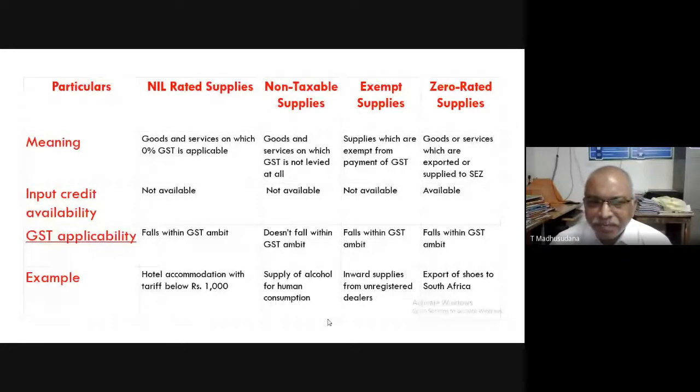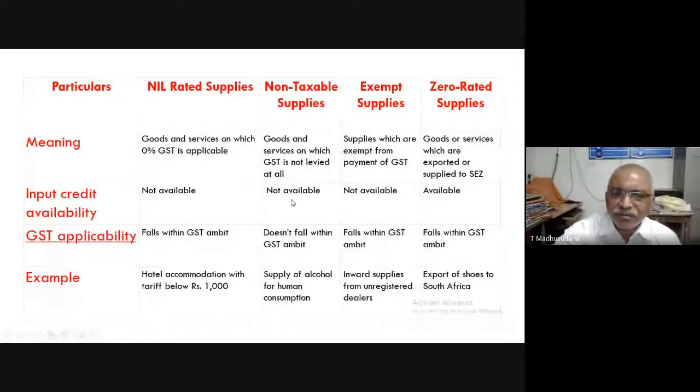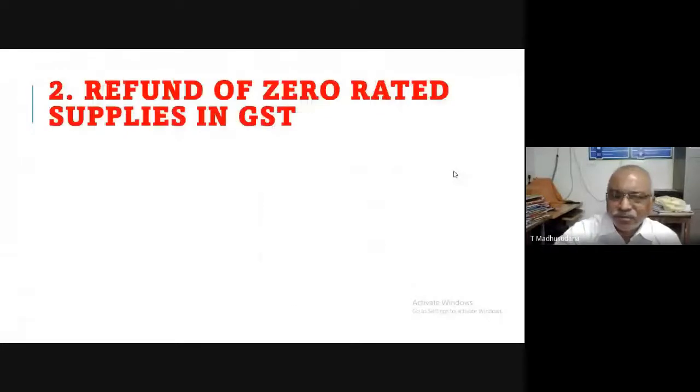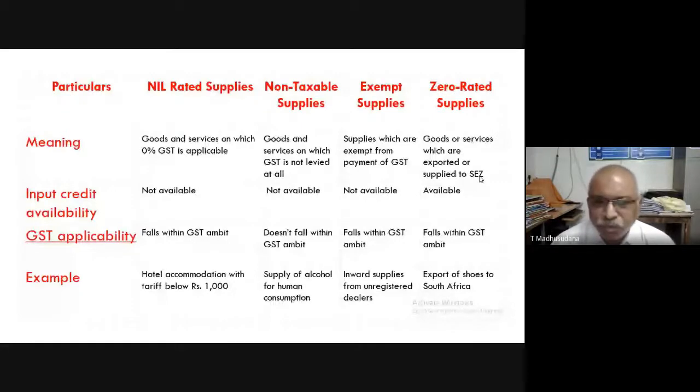Regarding the availability of input tax credit for these four aspects: for nil rated supplies, input tax credit is not available. For non-taxable supplies, input tax credit is not available. And for exempt supplies, the input tax credit is not available. But for zero rated supplies, input tax credit is available. Just see the difference.